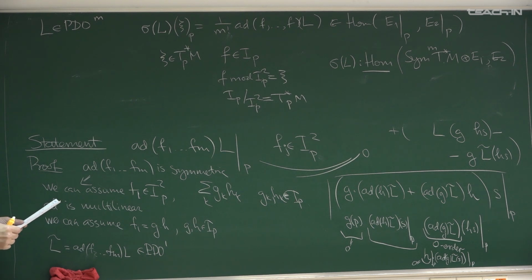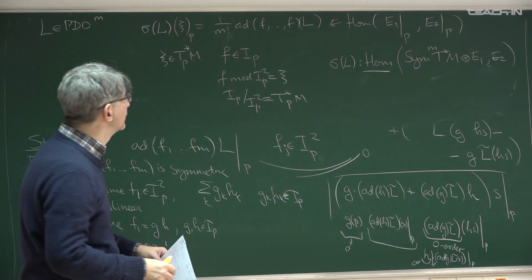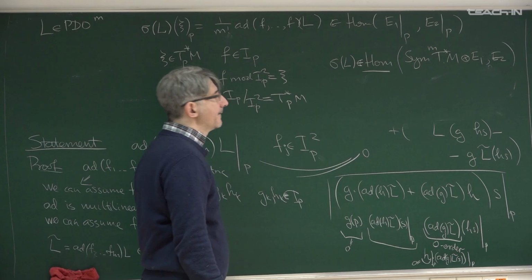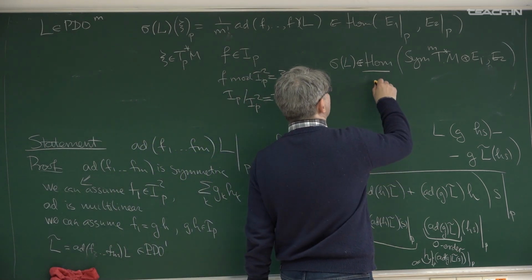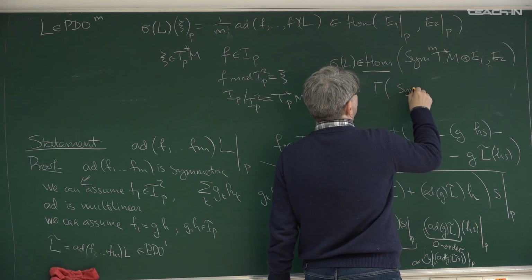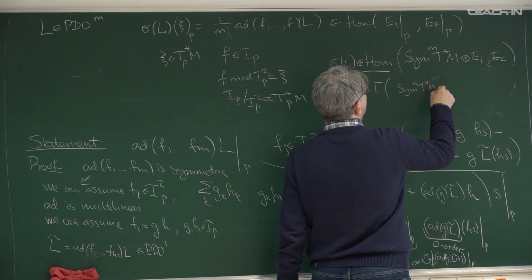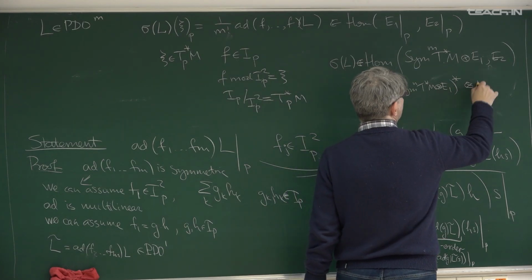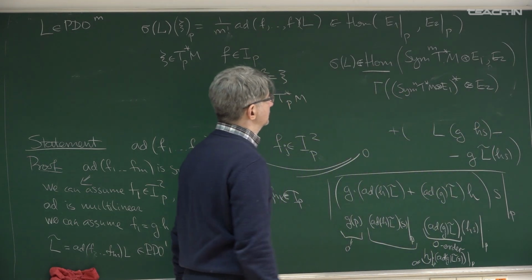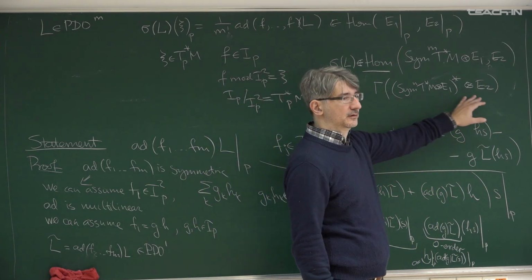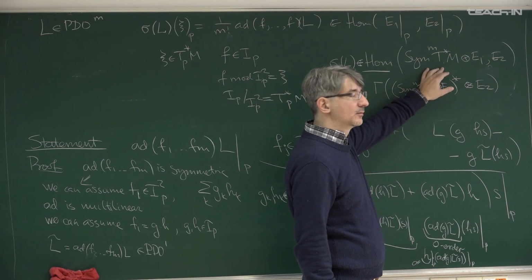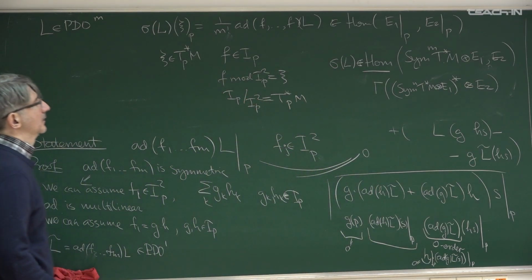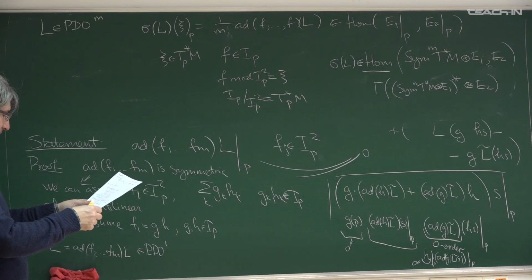This guy is a symbol. You mean that sigma of L belongs to that thing? Yes, the symbol belongs to this space. In previous notation, we can say that it's the sections of the symmetric power of the cotangent space tensor E1, then we take the dual, and so this is a section of this vector bundle, and this is the space of bundle morphisms from this one to that one. Well, so we need to consider an example.